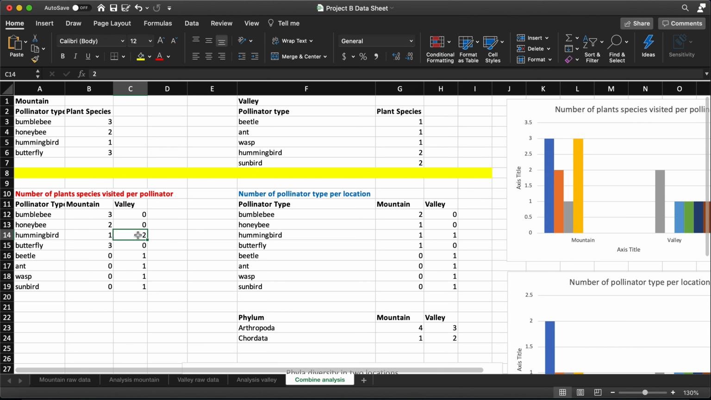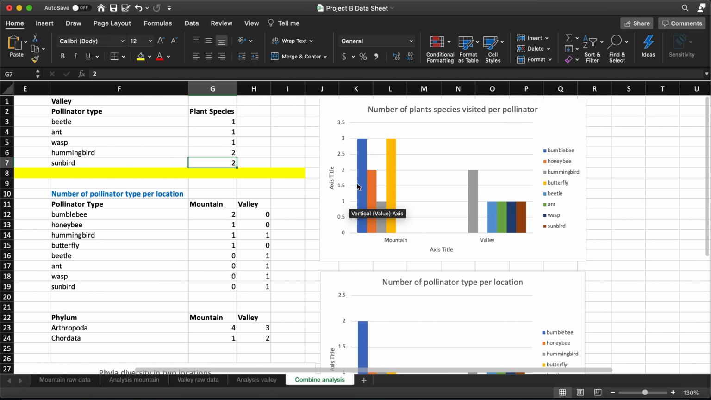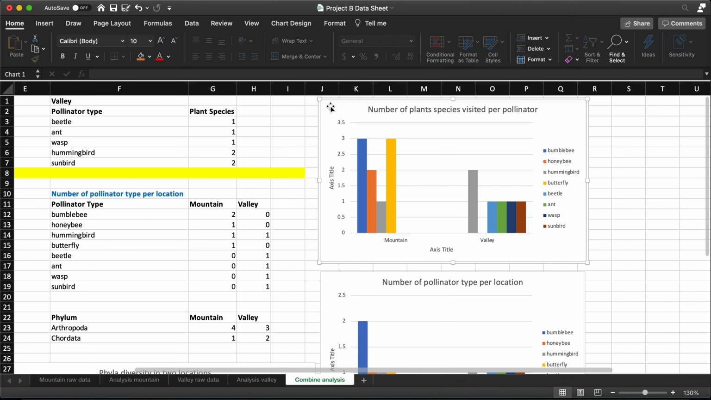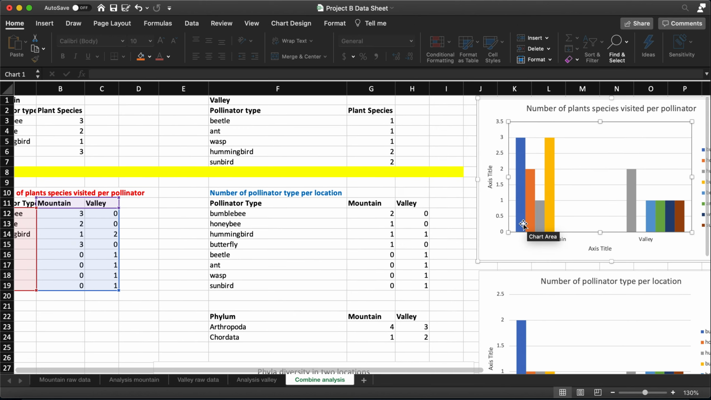And then you had the information for the valley. In the valley, you didn't see, for example, bumblebees or honeybees, but you saw hummingbirds, and there were 2. Remember that 2 came from here. And then you have the songbird here, 2. Now I created this graph here, and it comes from that table. This table shows you the two different locations, mountain and valley.